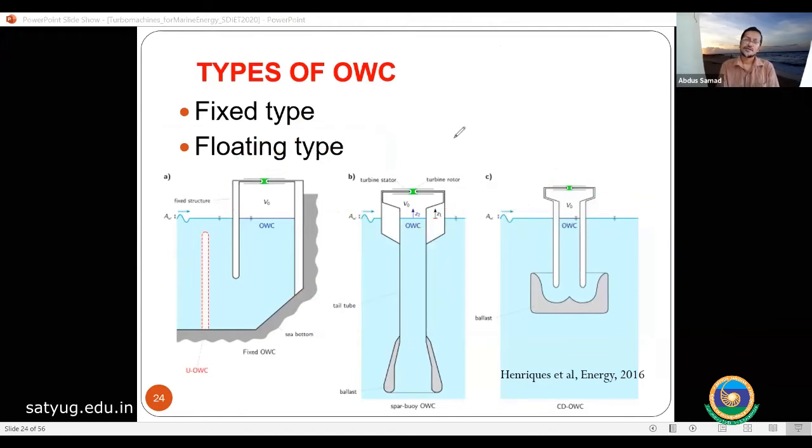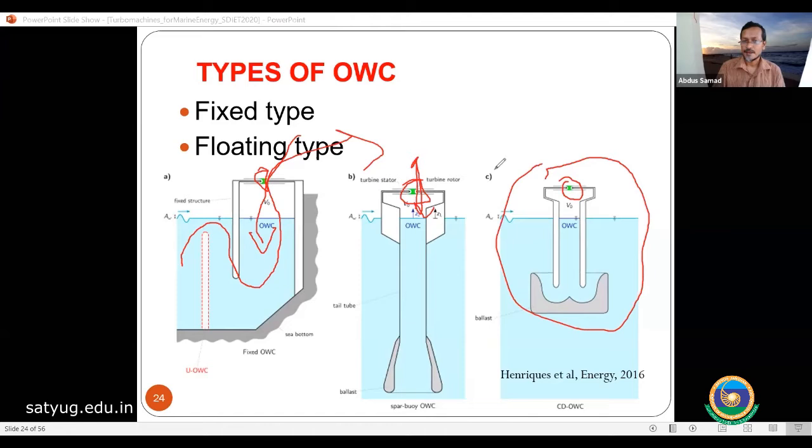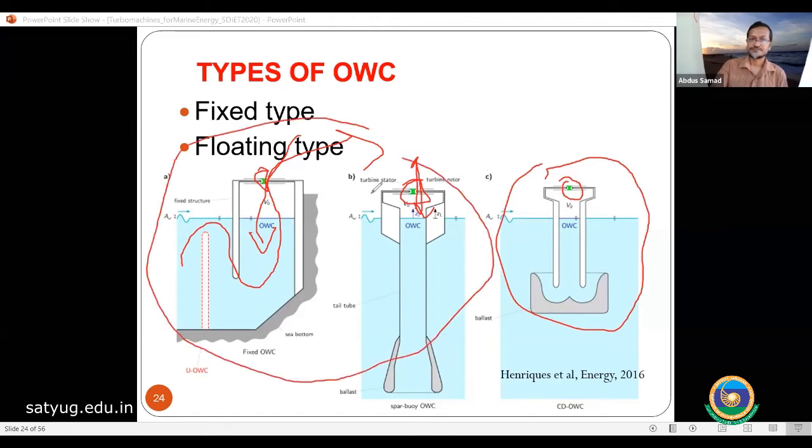I told you that there are several types of wave energy system. One is fixed type, another is floating type. NIOT tried both, actually. Another is a very small type of wave energy system with one turbine. In the previous video you have seen like this: wave will come, water will come, and it will go out. And again, air will enter here. So continuously breathing will take place. Here also breathing will take place like this. This is the small spar buoy type system, another system. NIOT and IIT Madras both were involved in these designs.